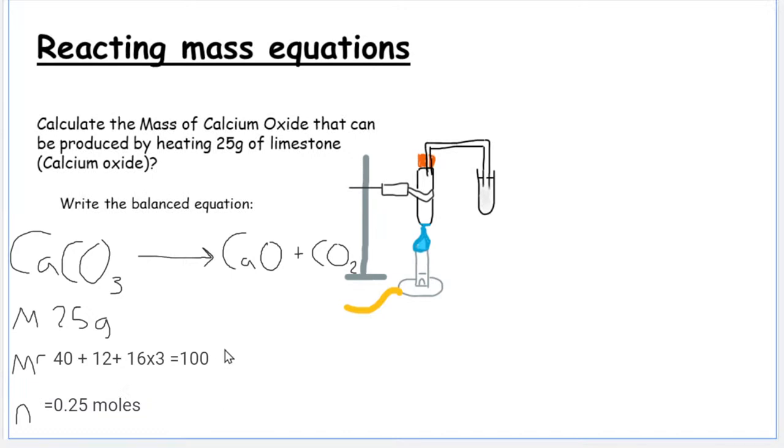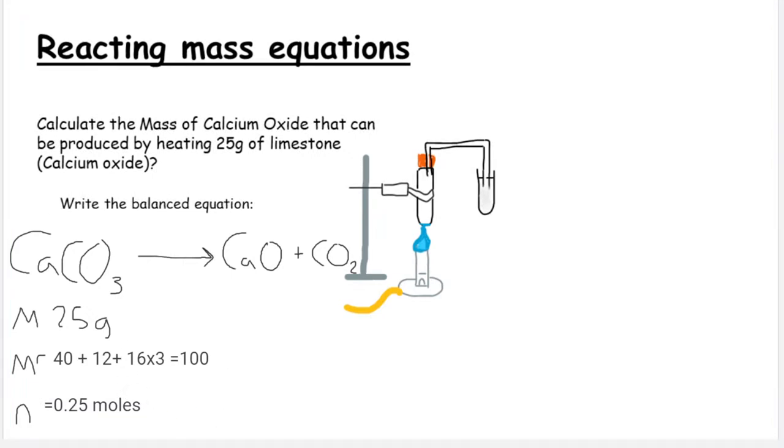Reacting mass-wise, I then look at the ratio. We're not interested in the carbon dioxide. That wasn't part of the question. The question was to do with calcium carbonate to calcium oxide. The ratio is 1 to 1. This means that my moles of calcium oxide are going to be exactly the same, 0.25. And then we just work our way up.